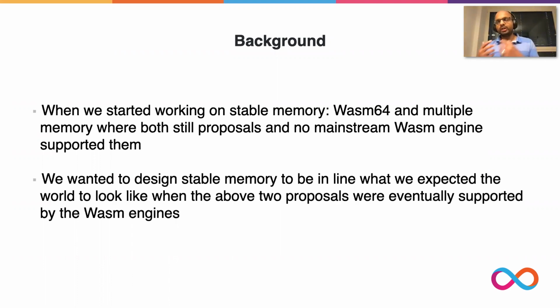So we wanted to make sure that we do not deviate too much from these proposals, so that whenever they made it into the mainstream, we could still incorporate them with very little effort. So with that in mind, we said we will work with Wasm 32, which means that we will limit our stable memory to 4 gigabytes. And that is how we ended up with 4 gigs of Wasm heap and 4 gigs of stable storage.